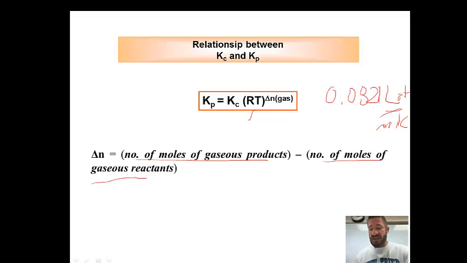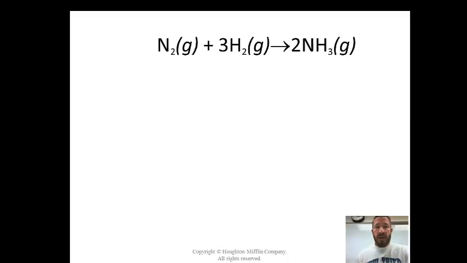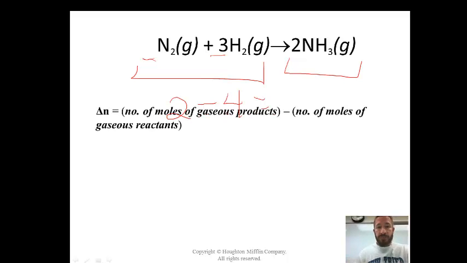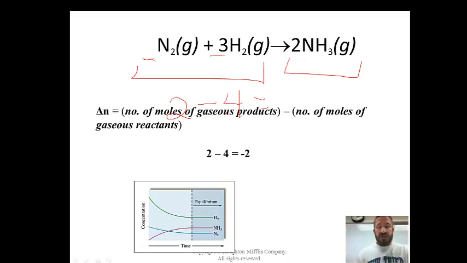So this is the last thing we'll do as an example here. Let's say we have this reaction: nitrogen plus hydrogen forms ammonia. What would be the delta n for this? Well, you do products minus reactants. So basically it would be 2 minus, when I add these together, 1 plus 3. So 2 minus 4 equals minus 2. So that would be the delta n for this.